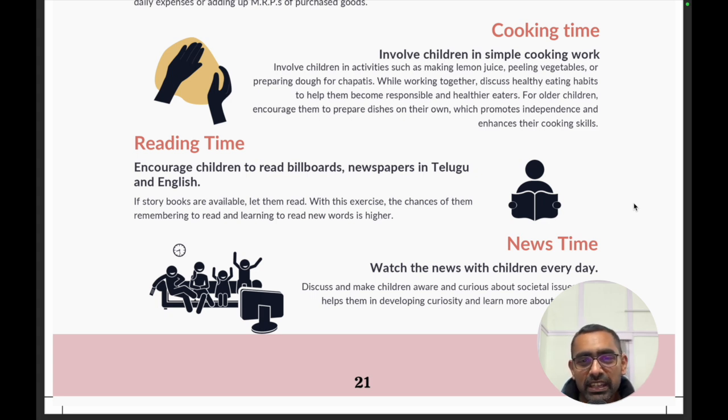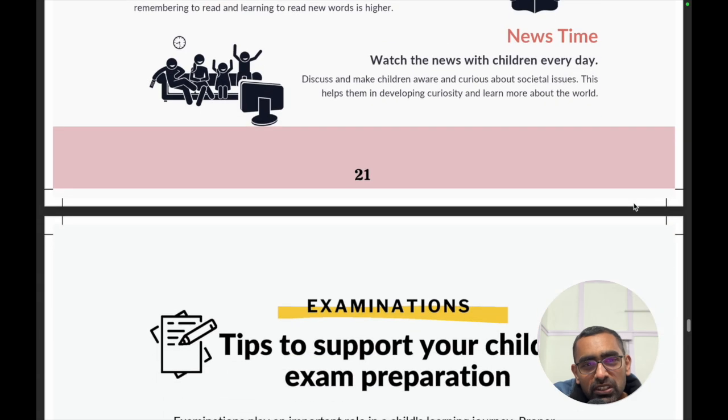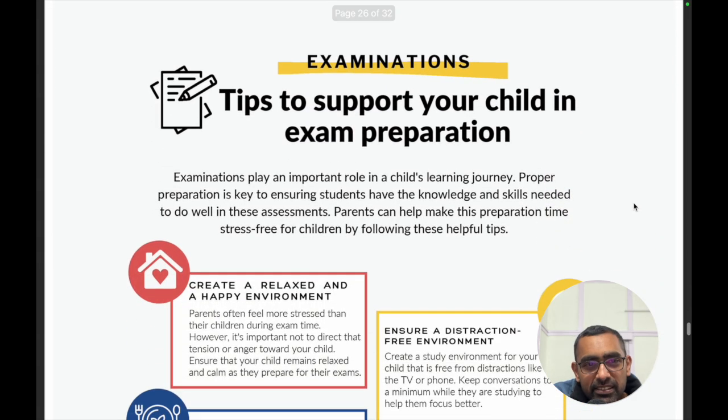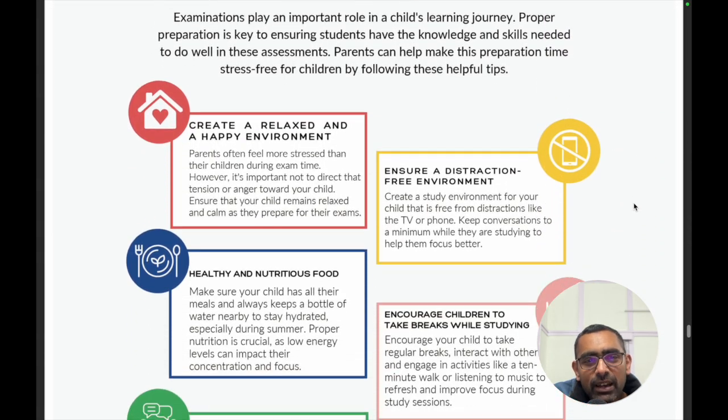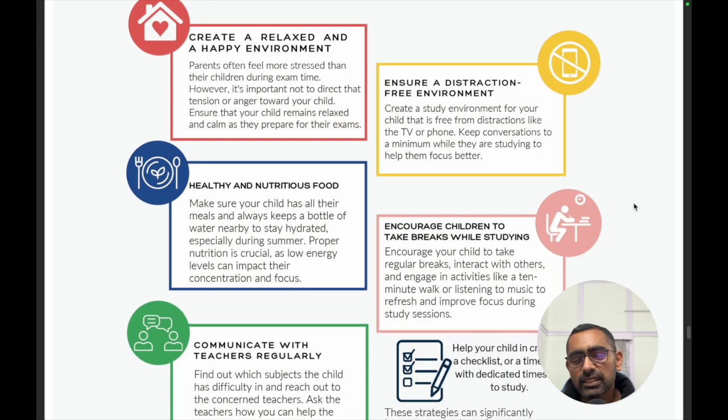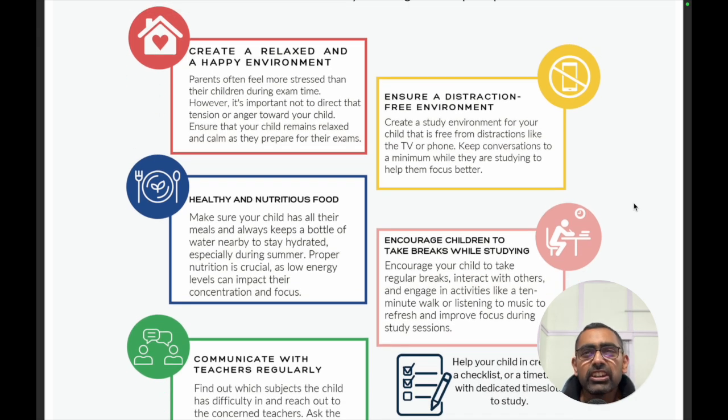So news time is very important for general understanding of what's happening around you. So these are the things which you can do. What you can do in the exam time as parents. Create a relaxed and happy environment. Do not put stress. In this generation, skills are more important than numbers.